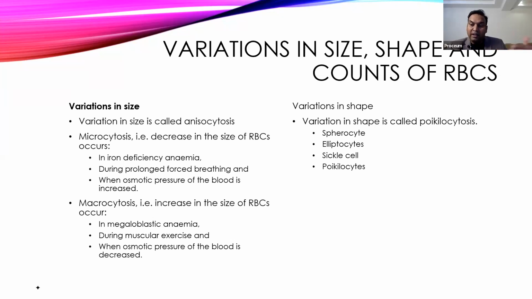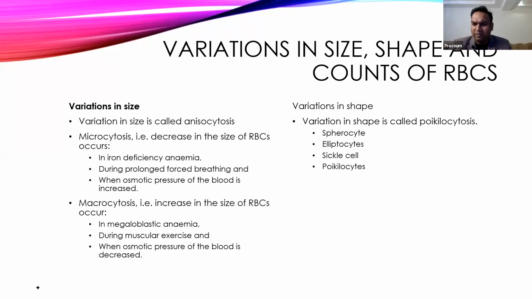Then there is no more time available for maturation of the RBC. At that time it becomes a little bit larger in size. And megaloblastic anemia you will see in deficiency of vitamin B12 and folic acid deficiency. Then come to the variation in the shape.